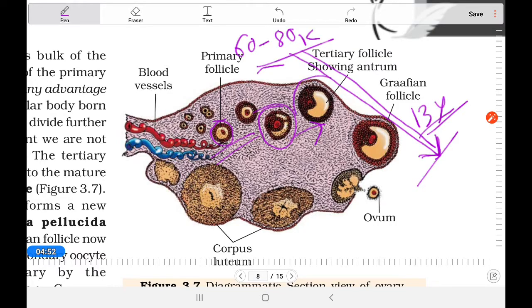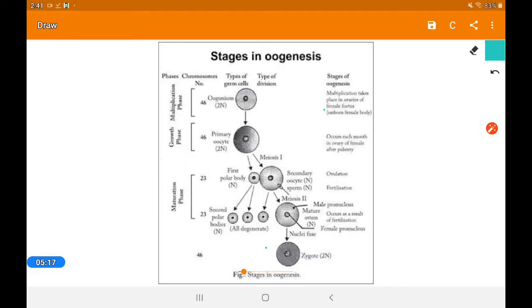You can see here the tertiary, this is the secondary, this is not labeled. This is the tertiary follicle, with the antrum, one cavity inside it, and the theca layer is thicker, interna and externa. After that it turns into the mature Graafian follicle. So these are the stages that we have to see. Here are the different stages of oogenesis.